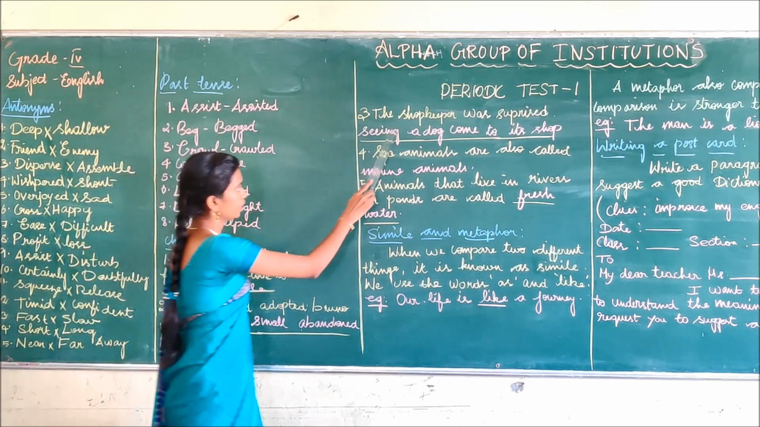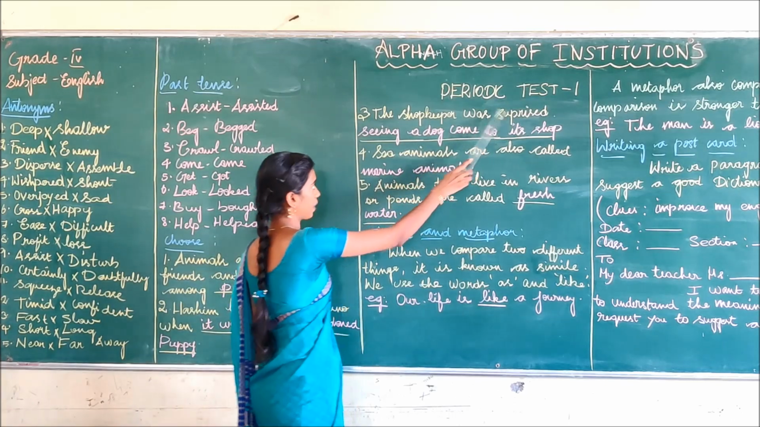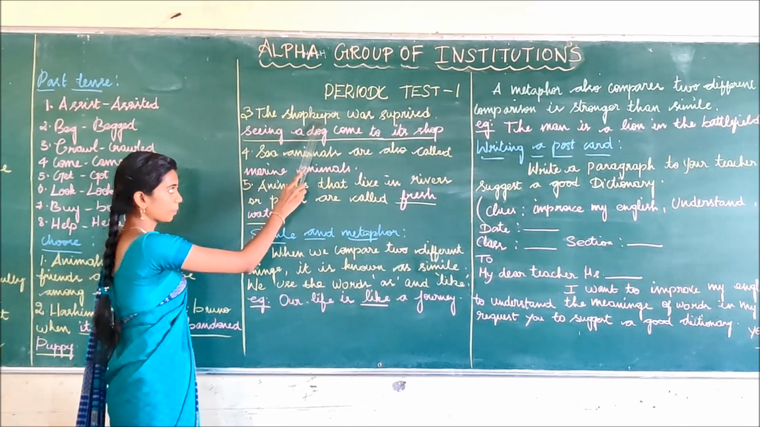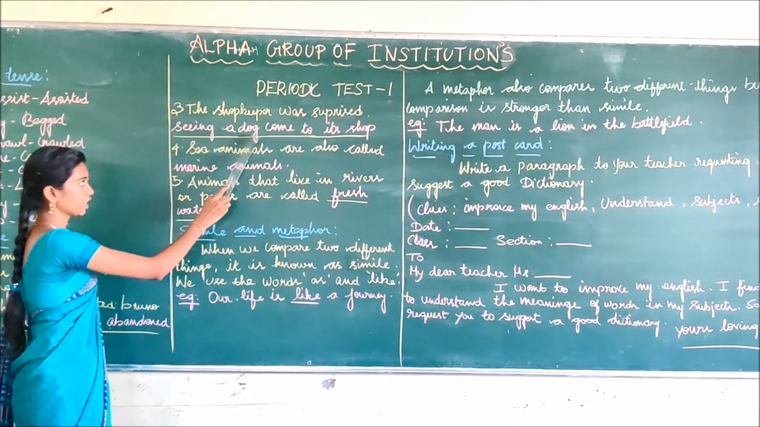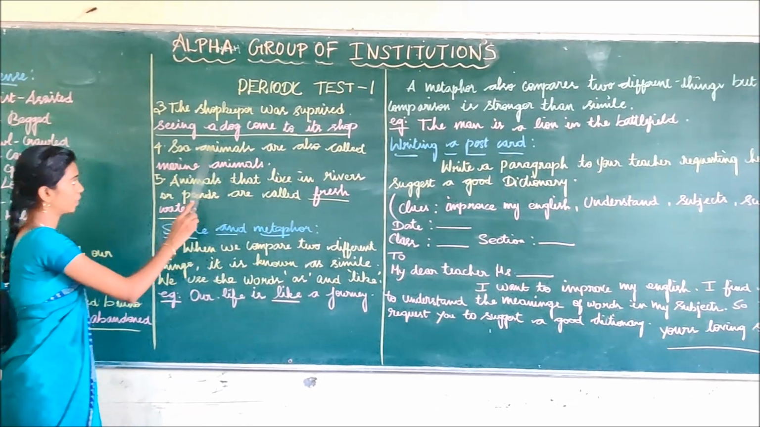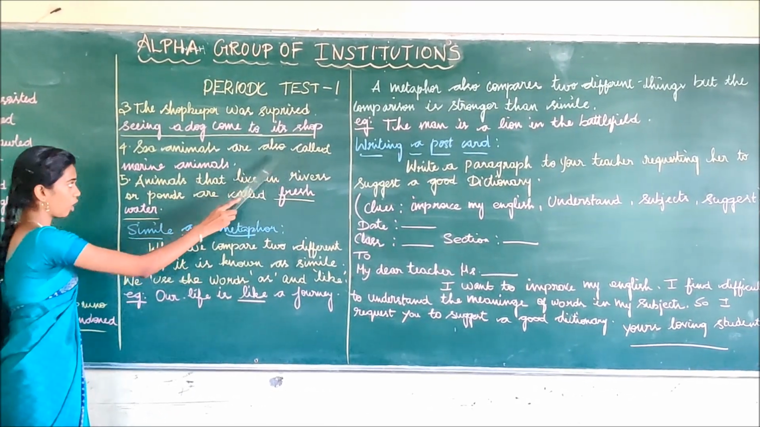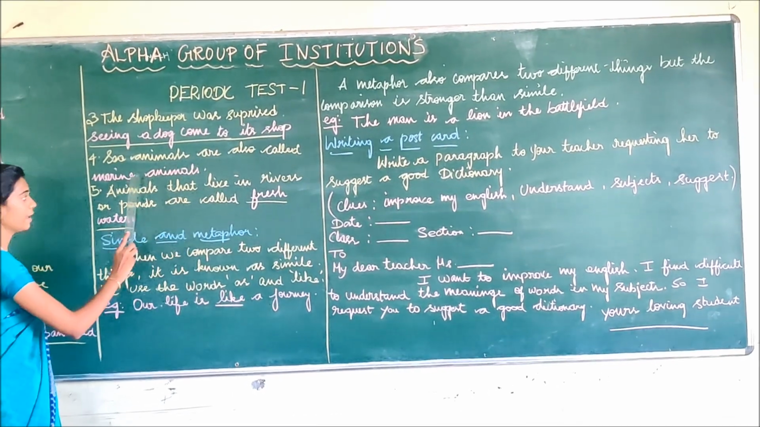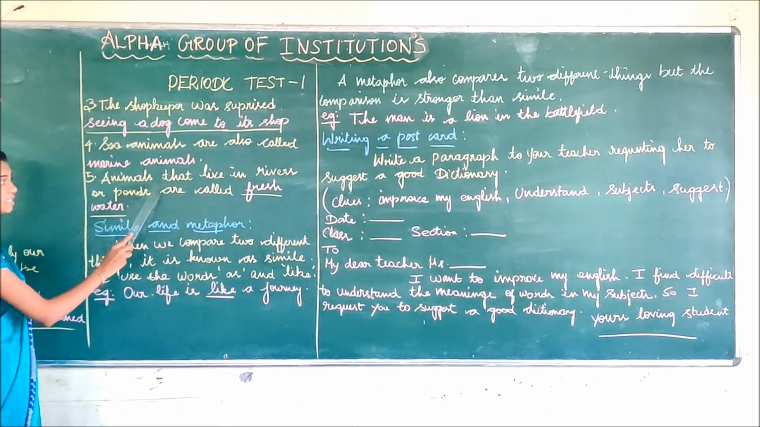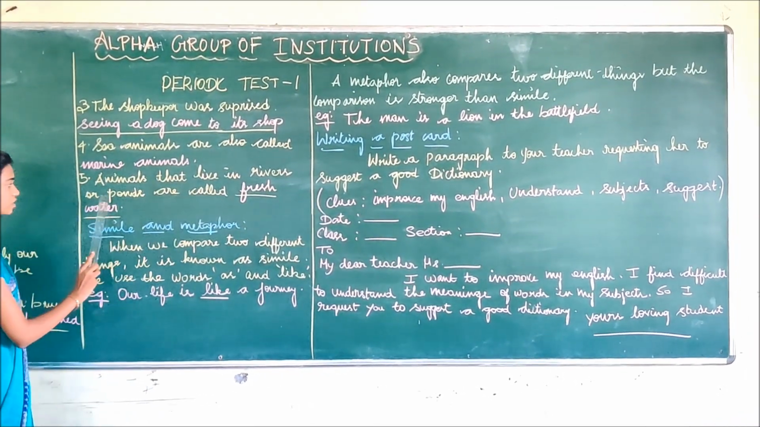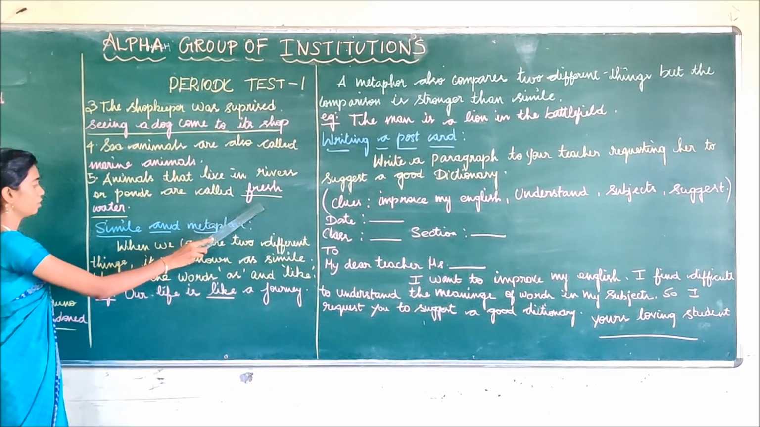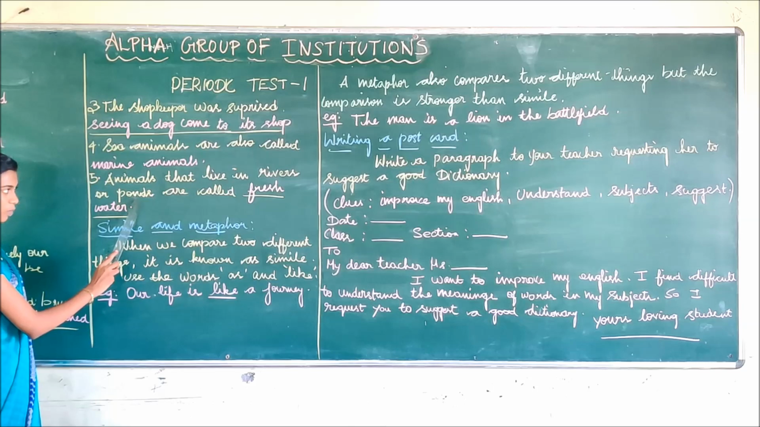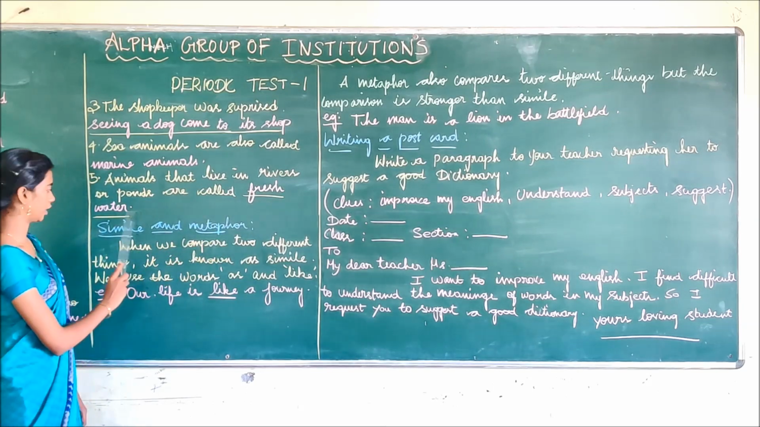The shopkeeper was surprised seeing a dog come to its shop. Sea animals are also called marine animals. Animals that live in rivers or ponds are called freshwater.